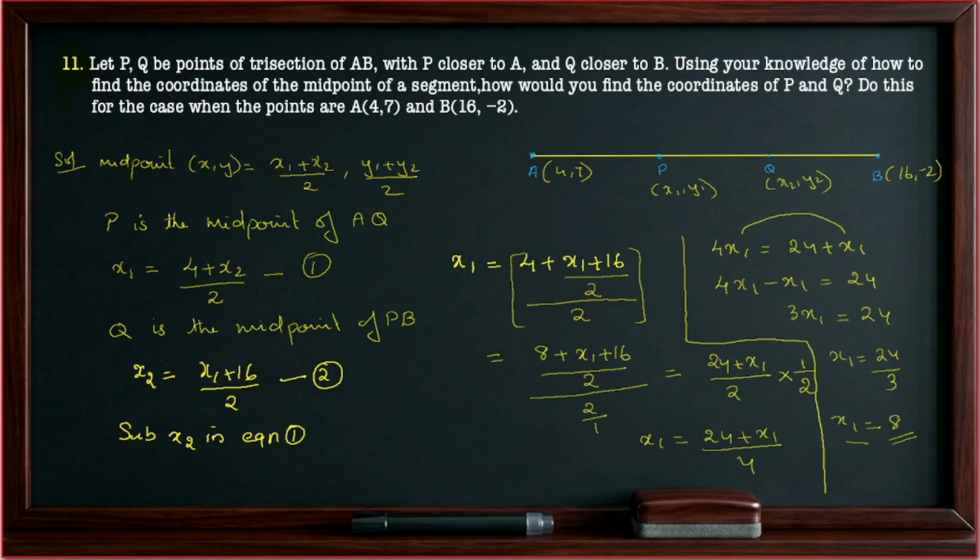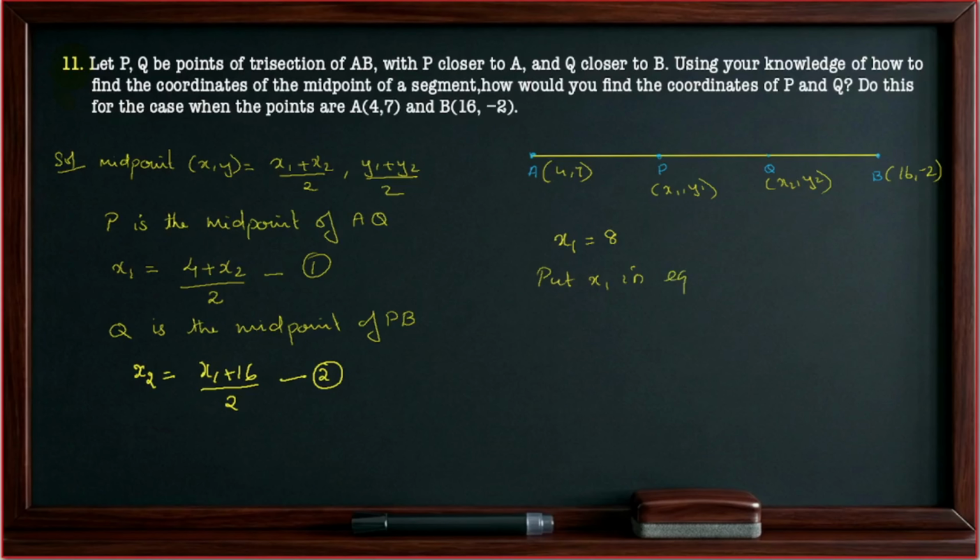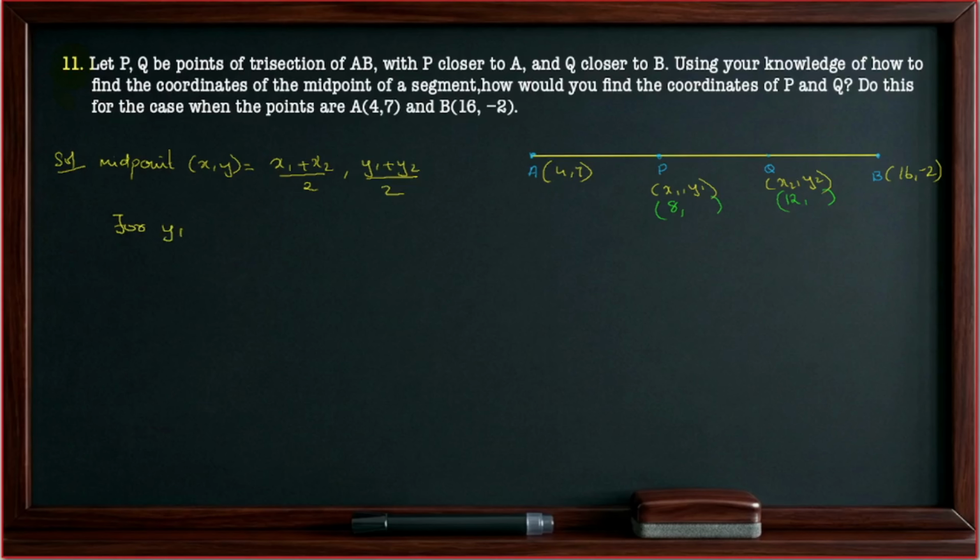So we can write this as, put x1 in equation 2. Then we'll get x2 is equal to (x1 + 16)/2. When you're putting the value, it will become (8 + 16)/2, which is equal to 24/2, and this is equal to 12. So we have x1 is equal to 8 and x2 is equal to 12. So I'm just going to write it over here. This is 8 and this is 12. Okay. Now using the same method, we are going to find y1 and y2.